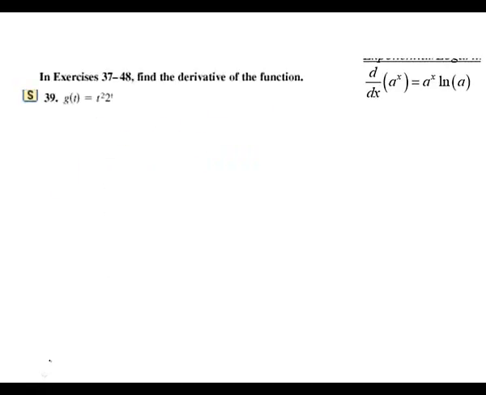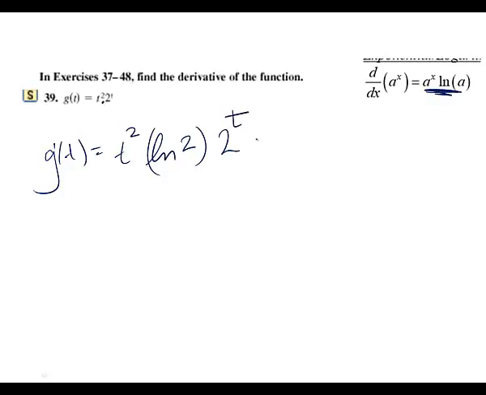All right. This one here, what rule do I need first? Product rule. Okay. So we're going to keep the first, the derivative of the second. So the derivative of the second falls under this. So what are you going to get? Natural log of 2 times 2 to the t. Okay. And that was keep the first, derivative of the second, keep the second. Derivative of the first is what? 2t. All right. Perfectly good answer.